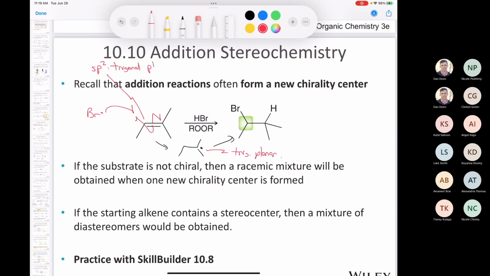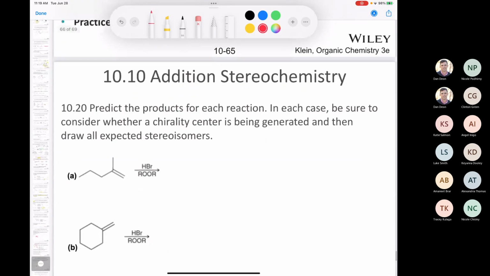Trigonal planar. And thus, it could attack from either face of the molecule. And so you would end up with a racemic mixture in this case. If you already had a stereocenter in the molecule, well, in that case, it would be a little bit different. You'd end up with a pair of diastereomers, but that's not what we're seeing on this slide. That would be a different case.